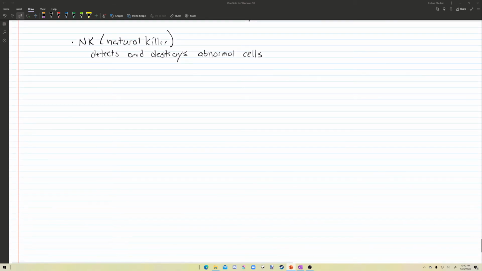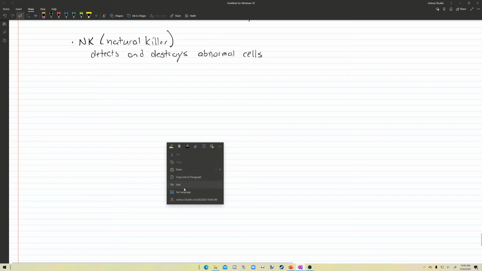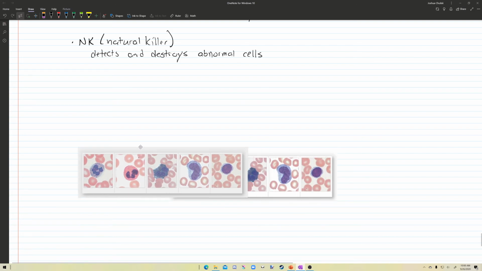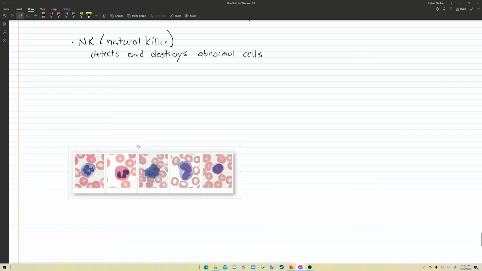All right, so the last thing that we're going to do is take a look at these cells. So here's a picture of our cells. Let's move this over here. We're just going to label them so you can see what they are.